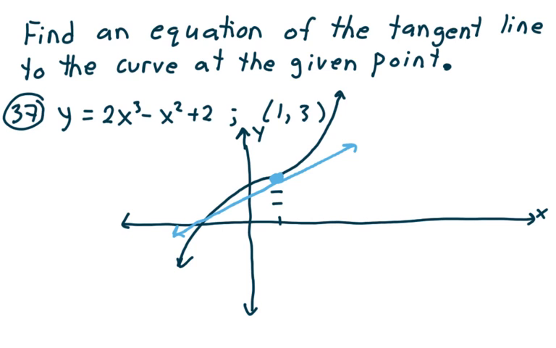Now, we're going to need to find the slope of that line. And that's where the derivative is going to come in handy. And so we're going to take the derivative of this function with respect to x. And then we're going to plug in x equal 1 to calculate the slope of the line at that point. Once we know the slope and we have the point, that's going to allow us to get the equation of the line. Okay, so now let's go through this.